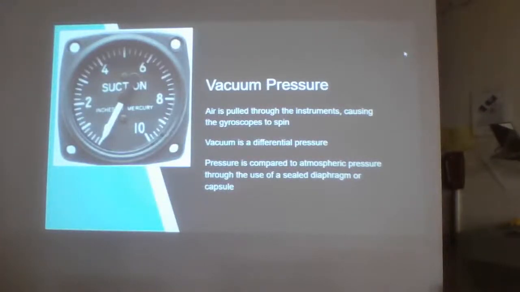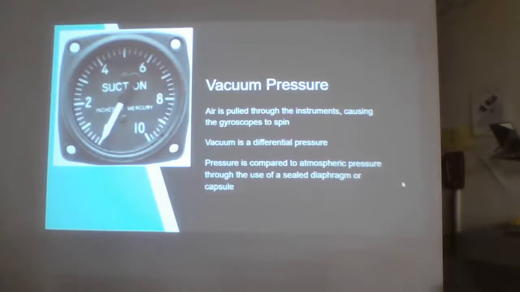Air is pulled through the instruments, causing the gyroscopes to spin. That's how gyroscopes operate with vacuum pressure. Vacuum is a differential pressure. Remember, we have some different types of pressure. We have differential, we have absolute, we have standard, and we have gauge pressure. Those are our 4 types of pressure that we talk about in instrumentation of aircraft.